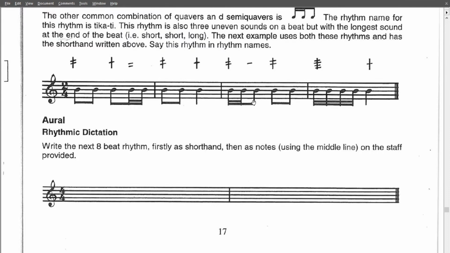The rest of the note values are still the same, so TT gets just two lines, because it's two even sounds on the beat, two lines on the beat. Tar still gets a single line. And ticker, ticker, four sounds, so it stays the same.